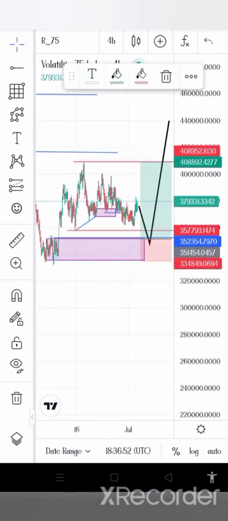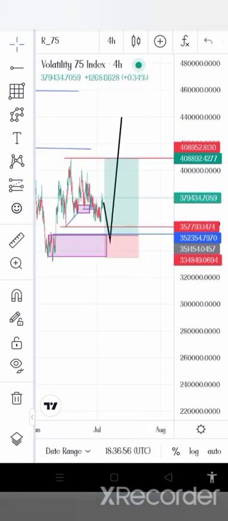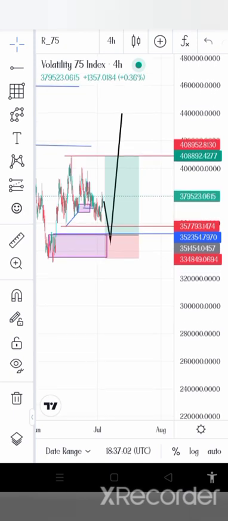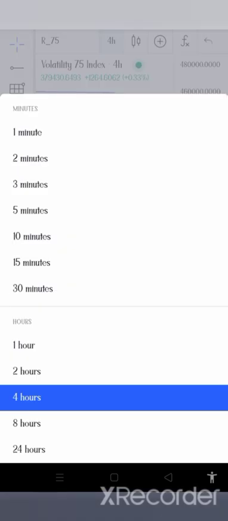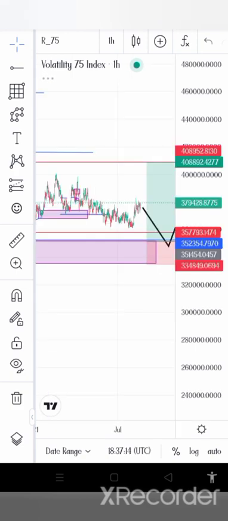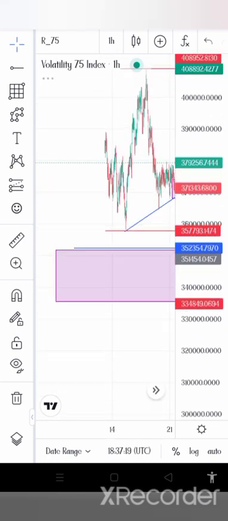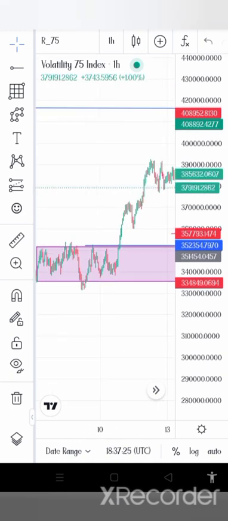So this trade, the risk to reward, let me see, is 1 to 3.46. When you see this, you can refine it. So you move to the 1-hour time frame and look for another order block there. So you do this.